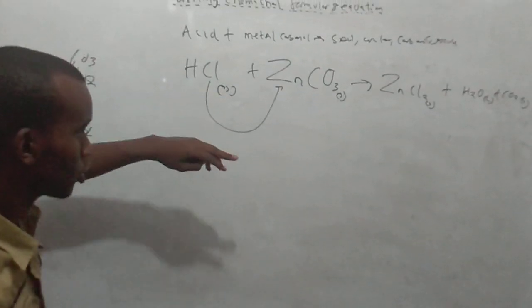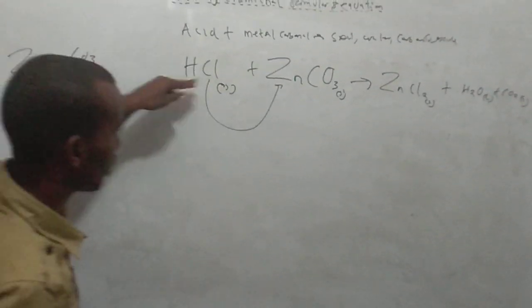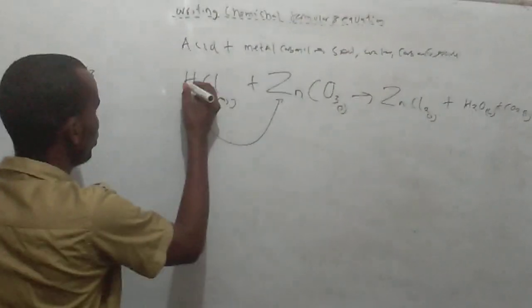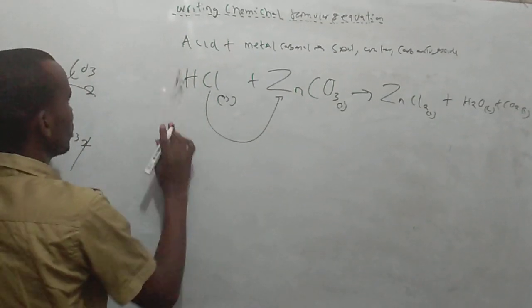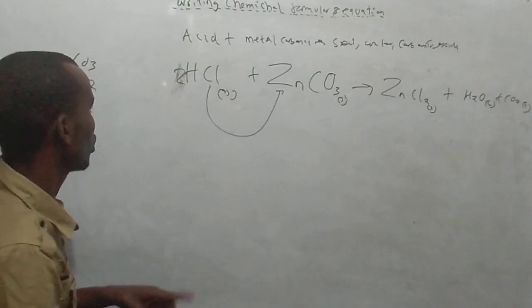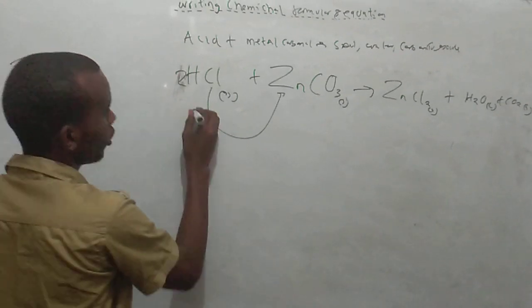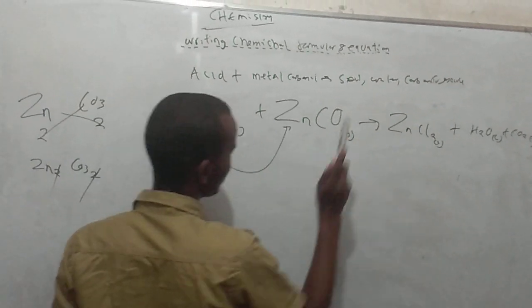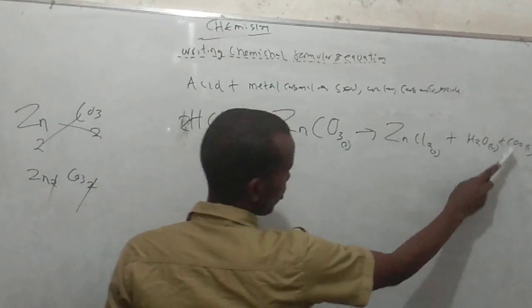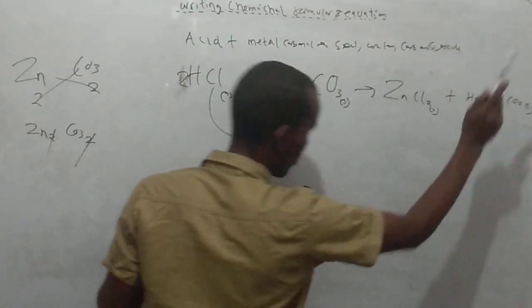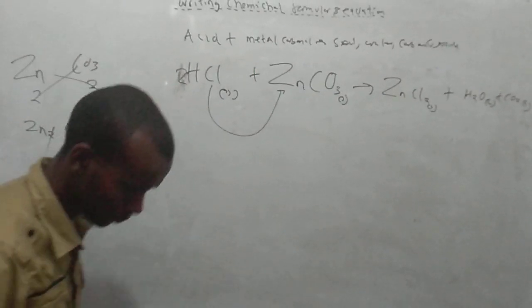Hydrogen, let's confirm if they are balanced. Hydrogen is 1, hydrogen is 2. So you see hydrogen is not balanced, so you have to put here 2. 2 hydrogen, 2 chlorine, 2 chlorine, 1 zinc, 1 zinc, 1 carbon, 1 carbon, 3 oxygen, 2 plus 1, 3 oxygen. So the equation is balanced.